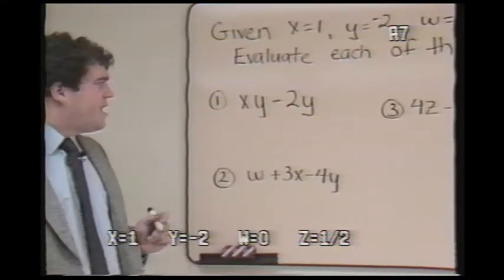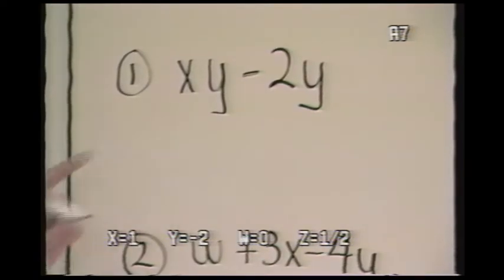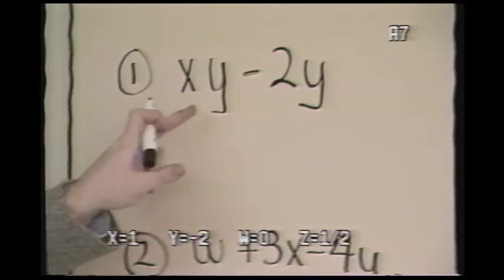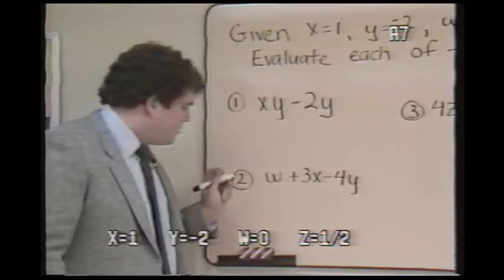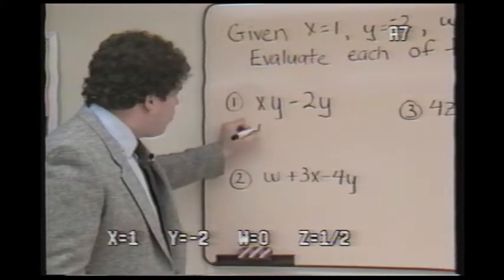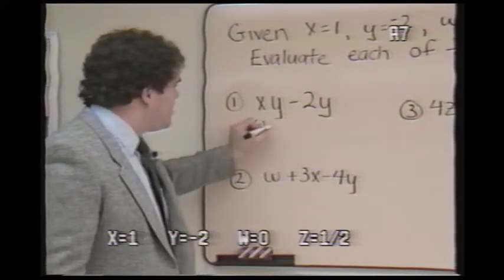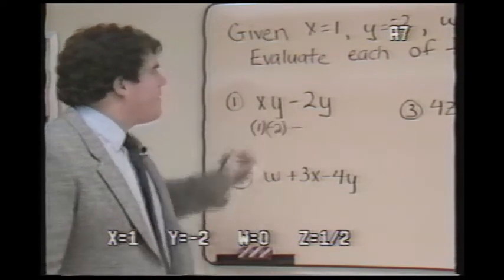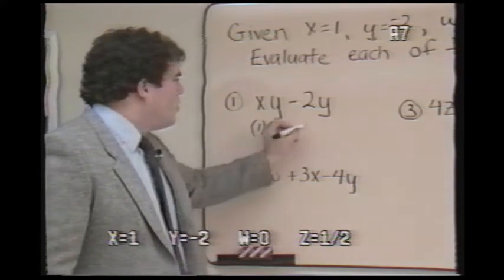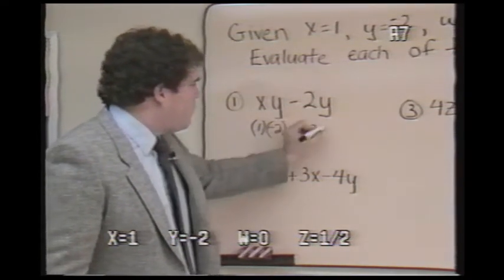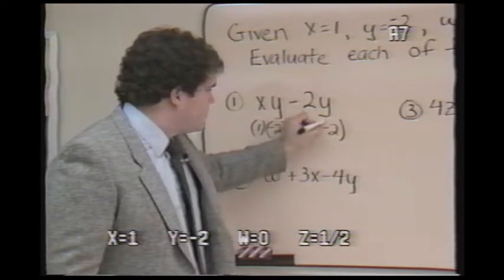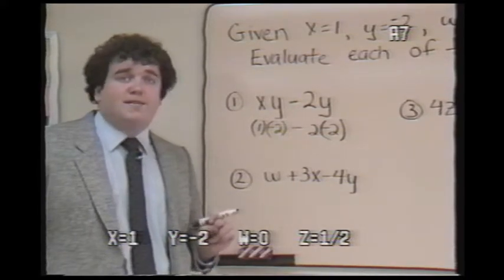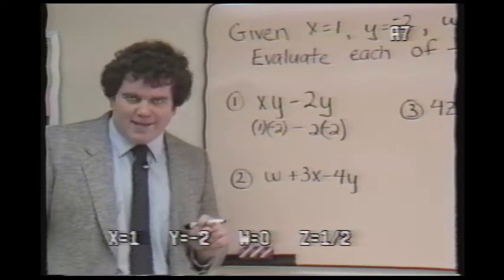My first problem says xy minus 2y. Now when I see xy, that means multiply x by y. So if x is 1, I'm going to put a 1 right here, and y is negative 2, I'm going to have to multiply those together, and from that I'm going to have to subtract 2y, or 2 times the value of y, which is negative 2. Now, your order of operations state that you should always multiply and divide before you add and subtract. Remember that.